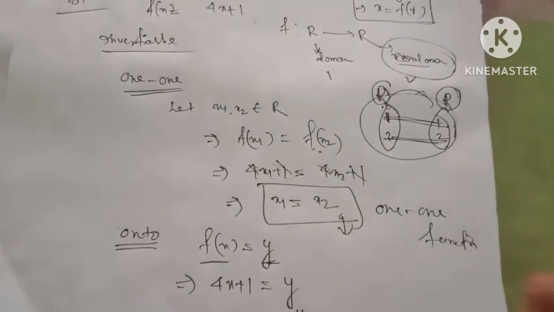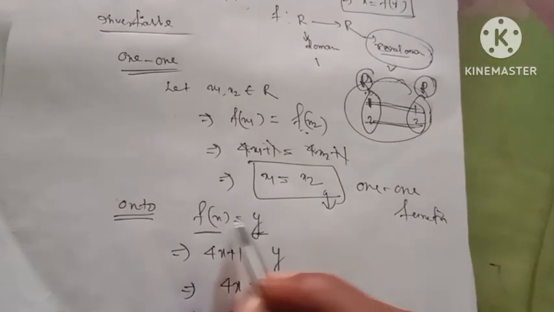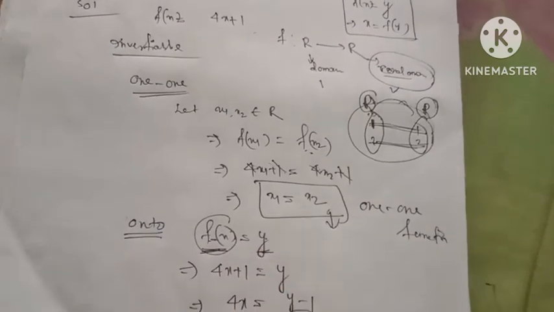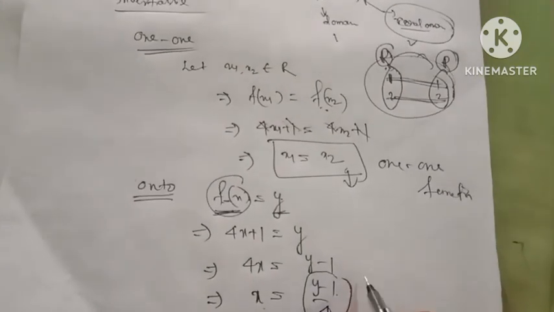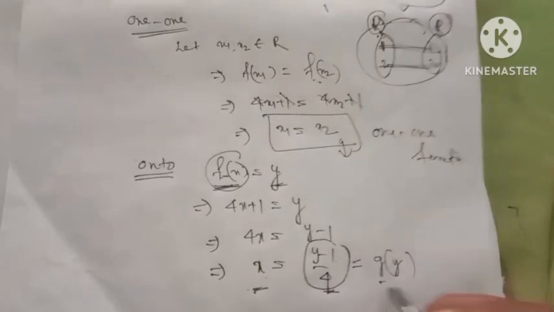f(x) equal to y means this is the function of f(x) equal to y. Here x becomes a function of y. It means suppose I consider this as g of y.